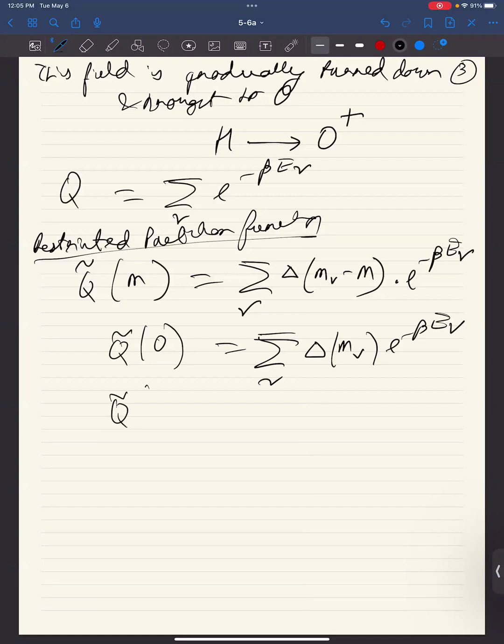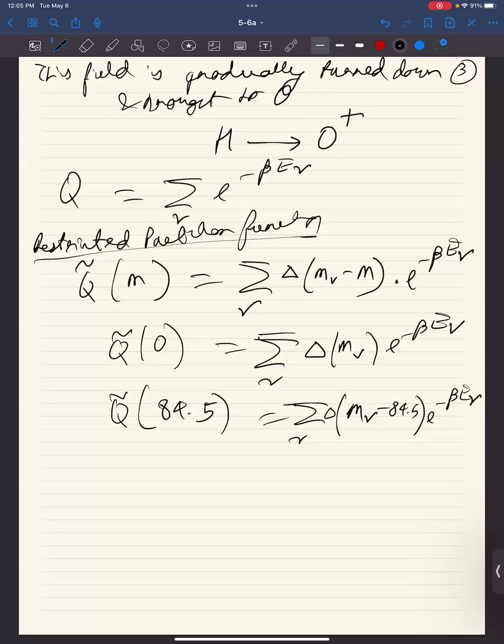Or you could have Q tilde of 84.5, right? Then you go to every microstate, you look at the magnetization in that microstate, which is summing over all the spins, and you see whether that is equal to 84.5 or not. If yes, then you count e to the power minus beta U. If not, you don't count it, right? So that's the restricted partition function. And here delta of M nu minus M is equal to 1 if M nu is equal to M, 0 otherwise. And if you did it numerically, you will have to have a bin, you will have to be careful in how you actually calculate it, things like that.